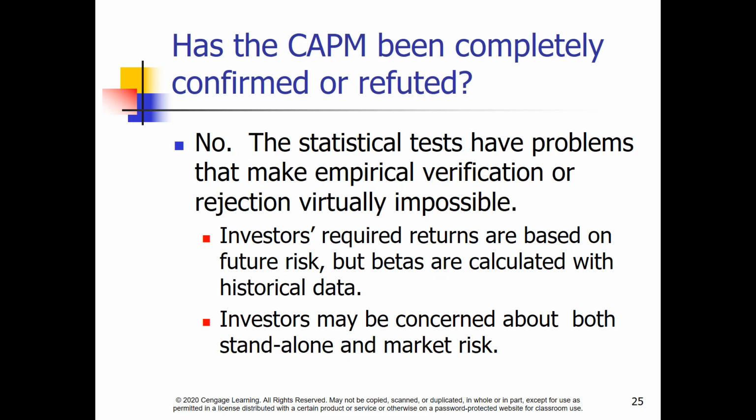There are statistical reasons that make testing difficult. CAPM is an expectational or ex-ante model, yet the only data available to test it is historical or ex post, and beta is based on historical data.